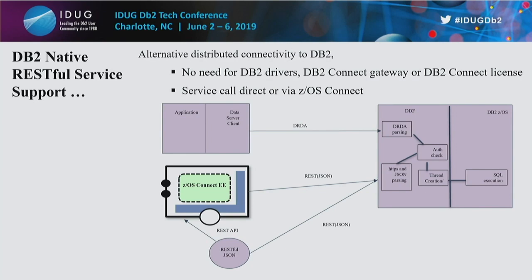Okay, so now the picture comes for you. I wanted to compare and contrast. All the time we had the distributed address space and distributed application. We had an application, and it could be implemented in Java and C, you name it. You had a data server client or a DB2 Connect gateway connecting, and then it was talking DRDA to the dist address space. And you had to pay a DB2 Connect license in order to have this functionality working. The new alternative is you have this RESTful service, so it's the URL service name and a JSON input, and it can go in two ways.